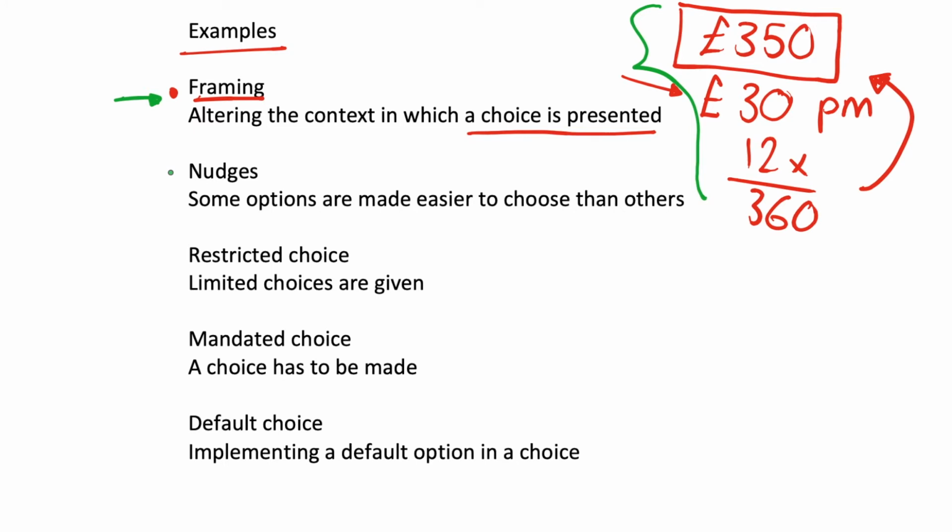So the second one here is going to be nudges, and this is where some options are made easier to choose than others, and again, this is very common. So one example of a nudge we may have is that smoking is not allowed in certain areas, and so this sort of policy is being used perhaps to get people to quit smoking, and it's harder to choose to smoke because you're no longer allowed to smoke in restaurants or in offices or what have you.